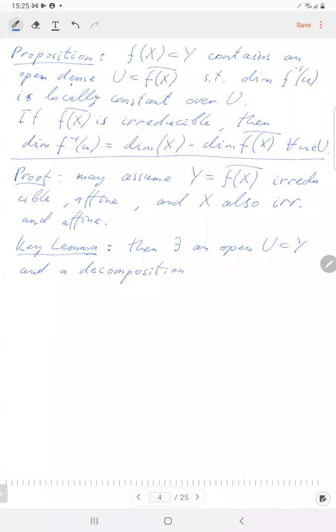Yeah. So there is a decomposition of this F into the following. I have the pre-image of U. Then it goes into U times some affine space, and then it just projects onto U. So this is our F. And in this decomposition, G is a finite surjective morphism.